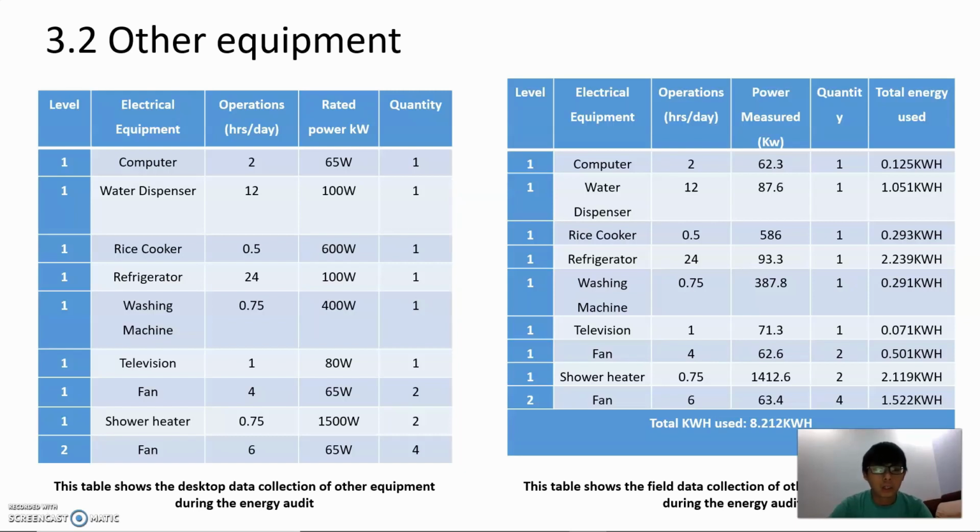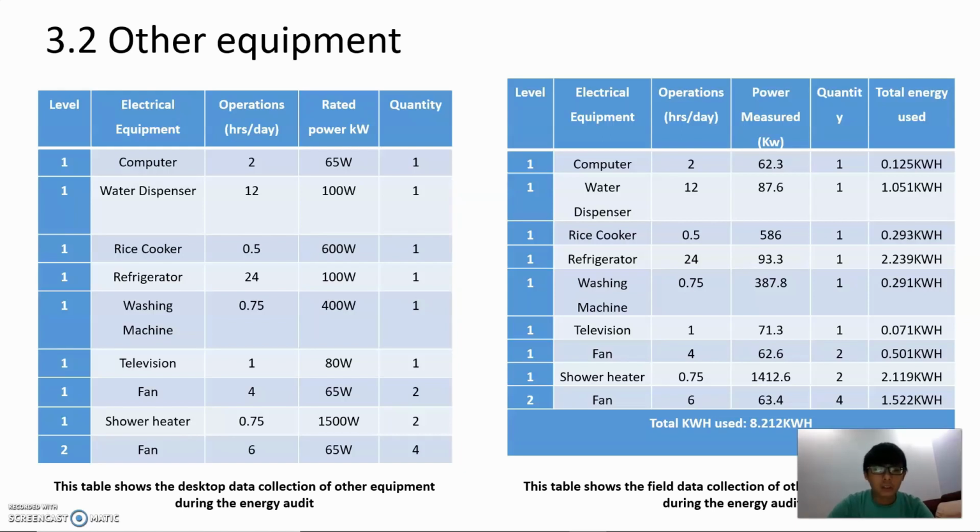Okay, so first, the computer. The rated power of the computer is 65 watts, while the power measured is 62.3 watts. This computer operates 2 hours per day. Next, the water dispenser has a rated power of 100 watts and a power measured of 87.6 watts. Next, the rice cooker operates half an hour per day and has a rated power of 600 watts and a power measured of 586 watts.